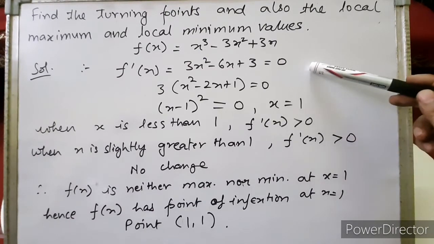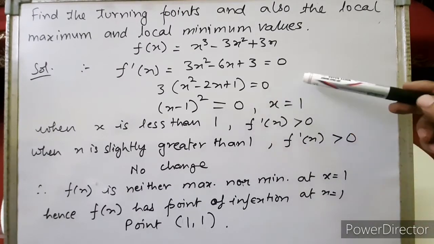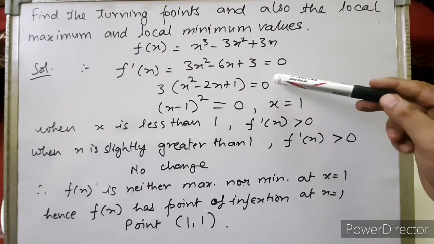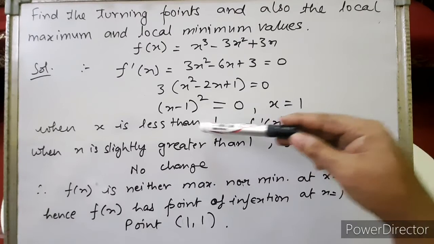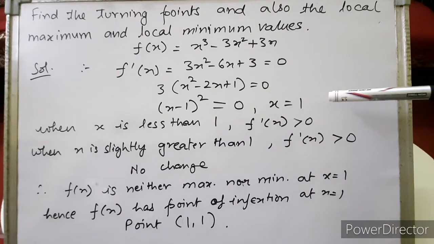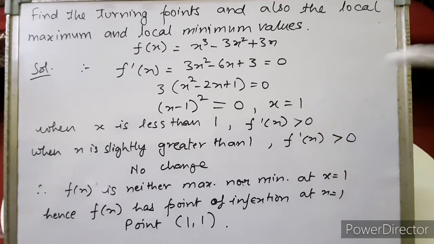When we equate it to 0 and take 3 common, this becomes 3 into (x square minus 2x plus 1) equals to 0. When 3 is cross multiplied, it becomes 0. And this is the formula for (x minus 1) whole square. When we equate it to 0, we'll get the value of x as 1.